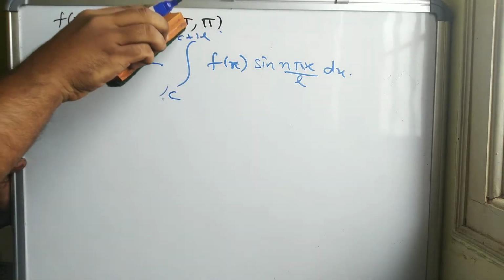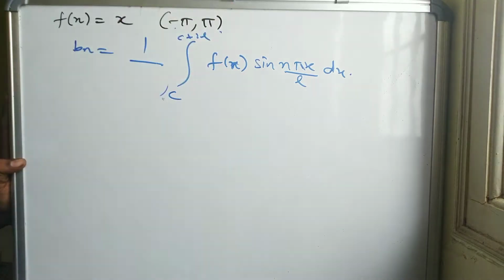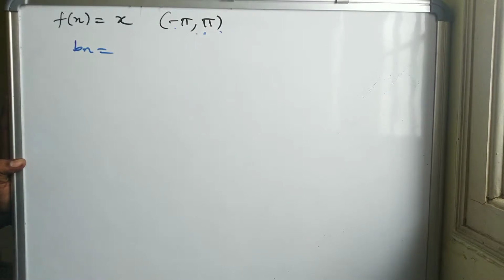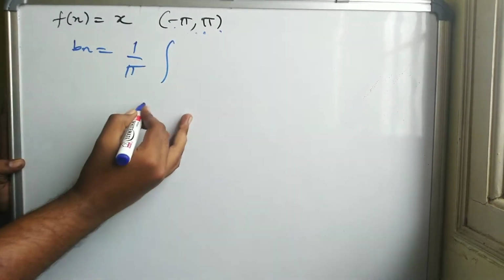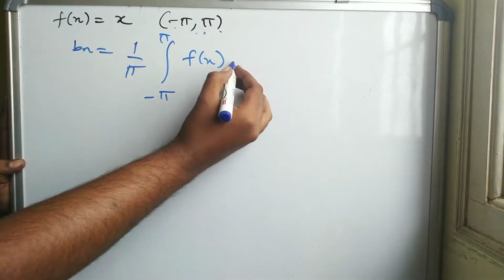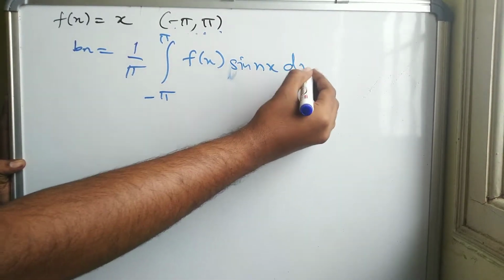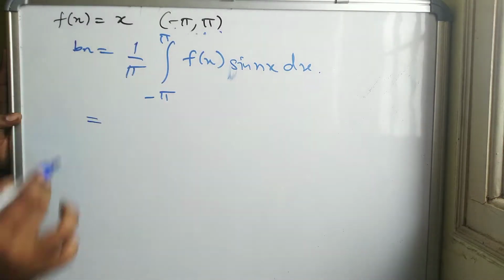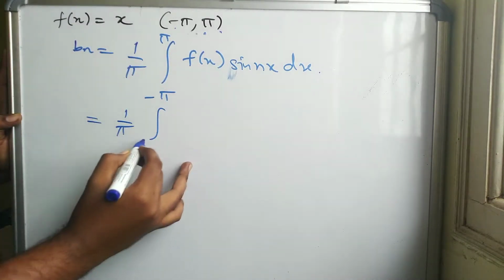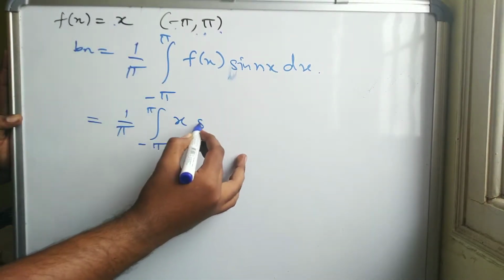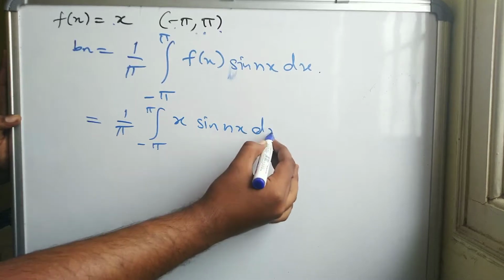C we know is minus pi, and c plus 2L is plus pi. Just replace all these terms, so you will get 1 by pi integral from minus pi to pi of f of x into sine nx dx. Now, 1 by pi integral of minus pi to pi f of x, and f of x is x, into sine nx dx.